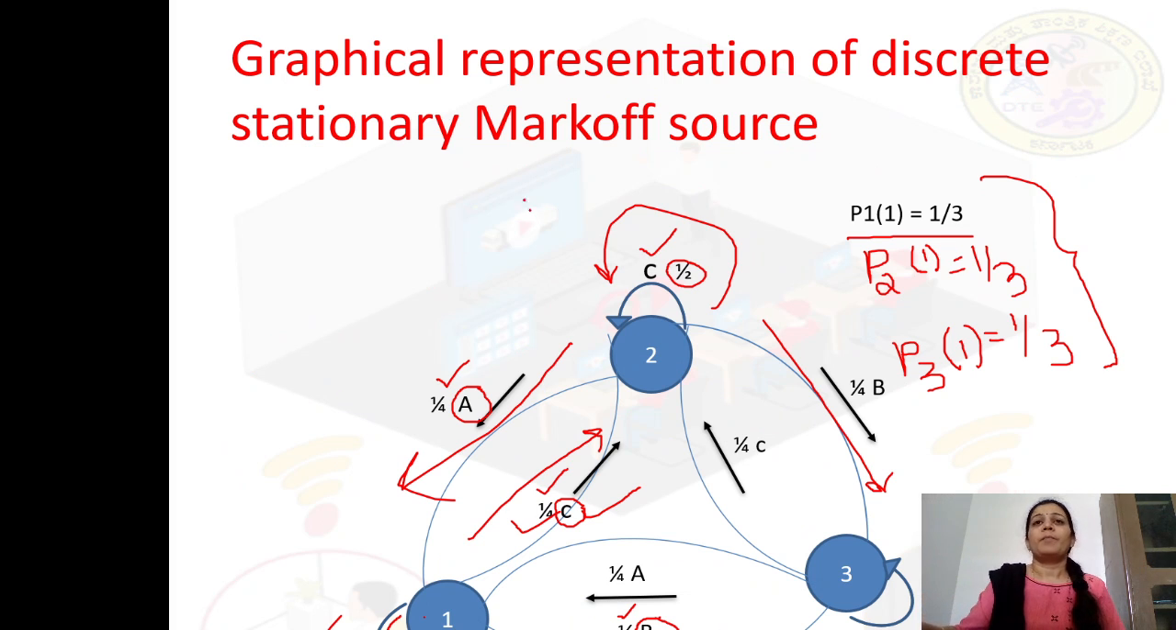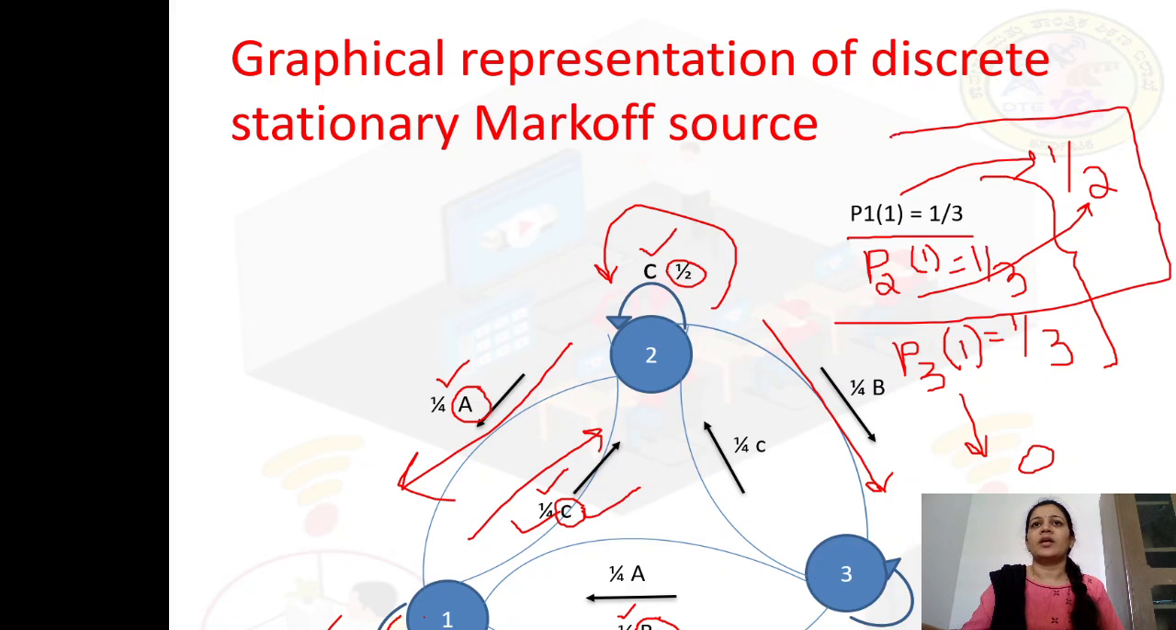Suppose my P1 of 1 is equal to 1 by 2. Similarly, if my P2 of 1 is also 1 by 2, then obviously your P3 of 1 would be 0, because the total probability, we know, should always be equal to 1. If they are 1 by 2 and 1 by 2, the total probability is 1, and in that case P3 of 1 is 0.